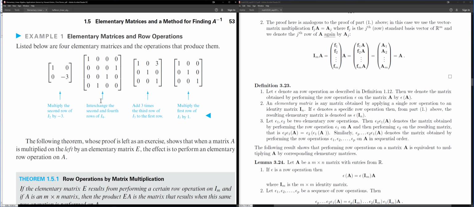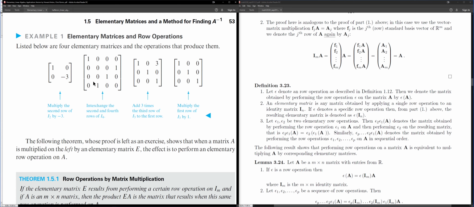If you want some further examples of elementary matrices, all four of these here are elementary matrices. For example, here you started off with a 2 by 2 identity and applied a single row operation where you multiply row 2 by minus 3. So you multiply the second row of I2 by minus 3, and you get this elementary matrix.